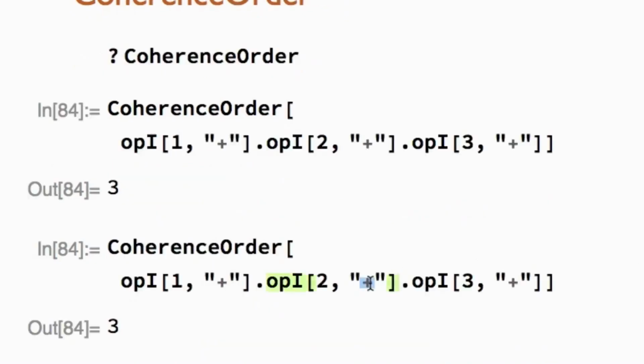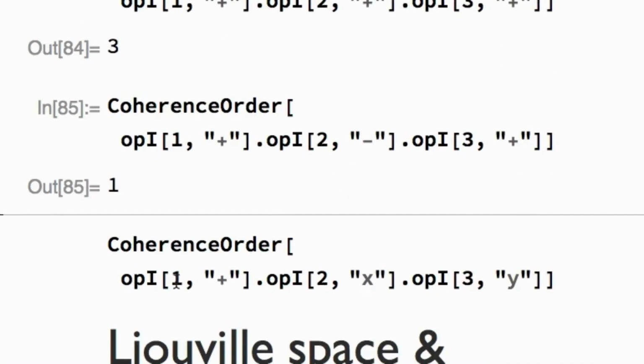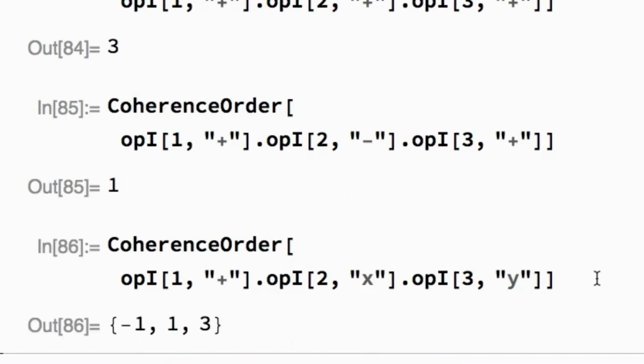If one of them is minus, then the coherence order should be 1, because the plus cancels out the minus, leaving just a single plus as being 1. And if we take some operator which involves I1 plus multiplied by I2x, I3y, the answer in this case is that it contains actually several coherence orders: -1, +1, and 3. Those of us who are involved in designing NMR experiments know that this is quite a useful thing to be able to derive simply.